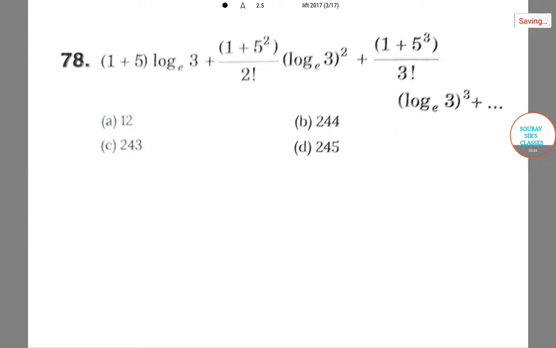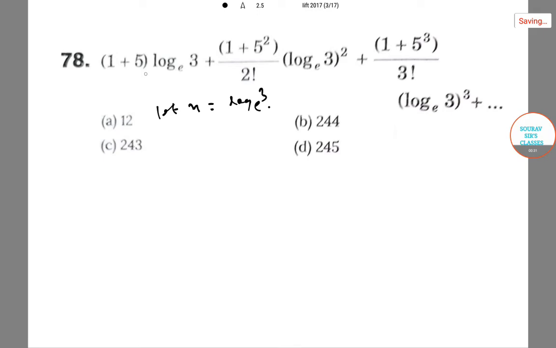The question is: (1 + 5 log 3 to the base e) + (1 + 5 squared by 2 factorial) (log 3 to the base e) whole squared + (1 + 5 cubed by 3 factorial) (log 3 to the base e) cubed, and so on, equals. Now let x be equal to log 3 to the base e.